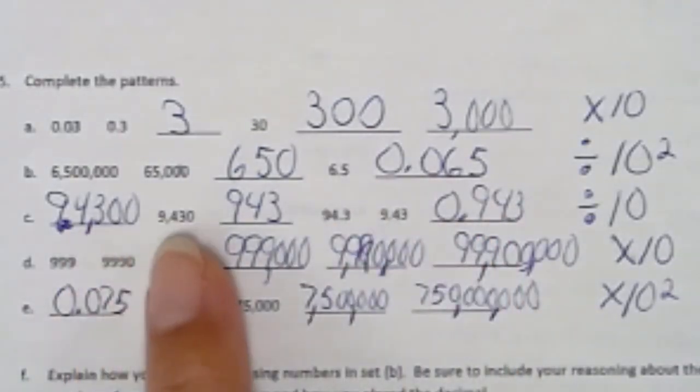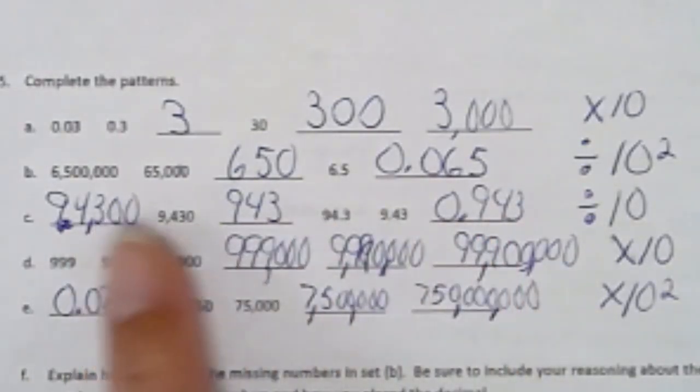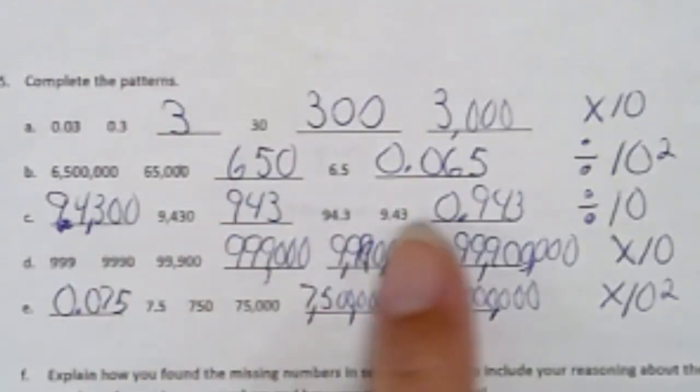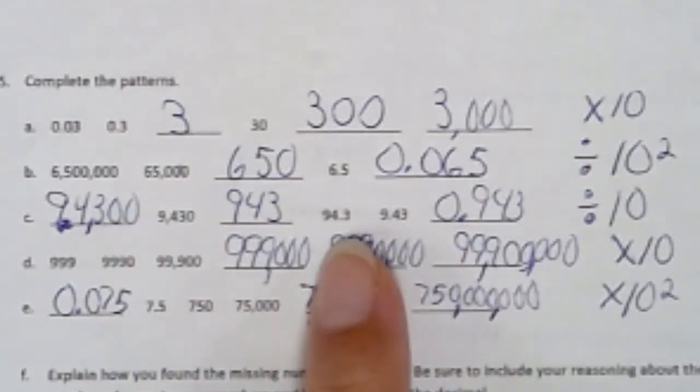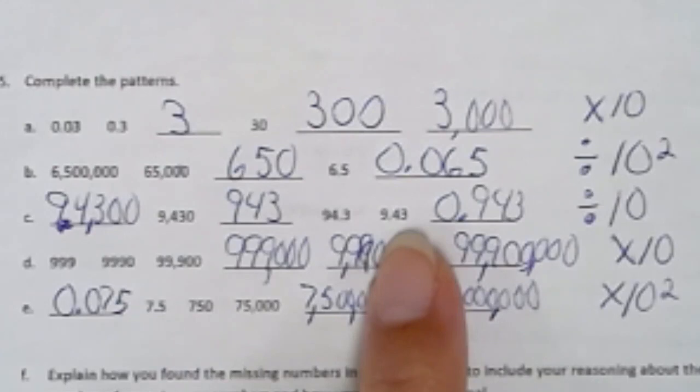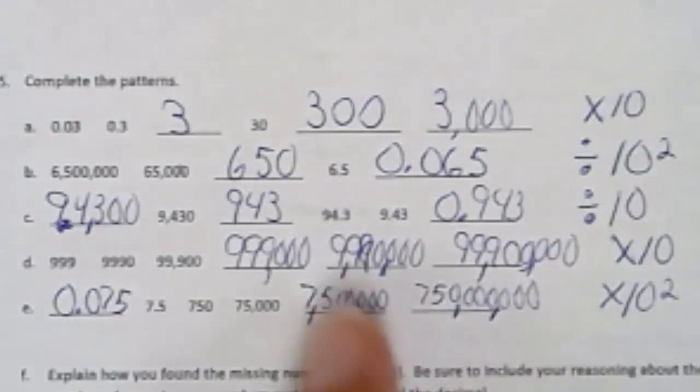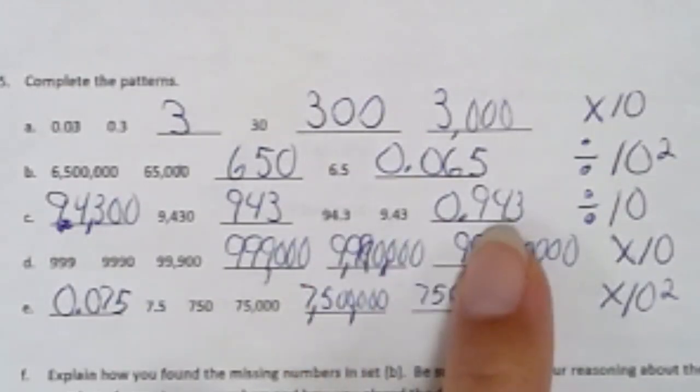This one, you couldn't really use the beginning part to figure out the pattern. You had to use this part right here. 94 and 3/10ths, 9 and 43 hundredths. They divided, it got smaller just by 1 place value, so it was dividing by 10. So I continued to divide by 10 here.